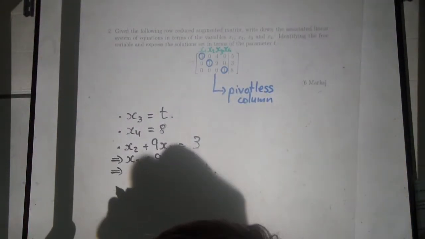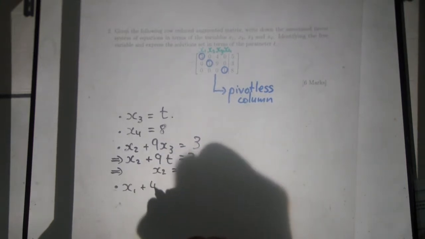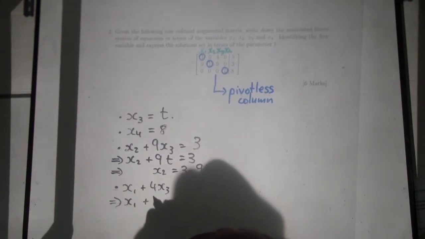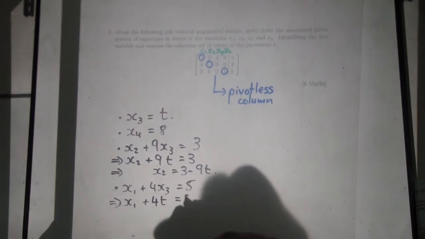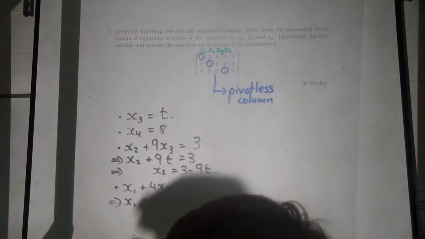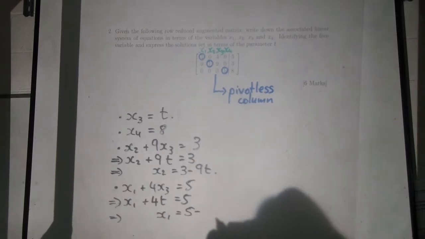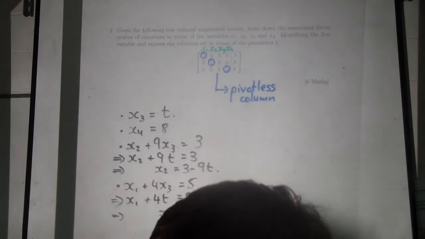And what does the first row read? x1 plus 4x3 is 5. Correct. And you know what x3 is? So you have x1 plus 4t, since we're calling x3 t. And all you need to do is take away the 4t from both sides. x1 is equal to 5 minus 4t.